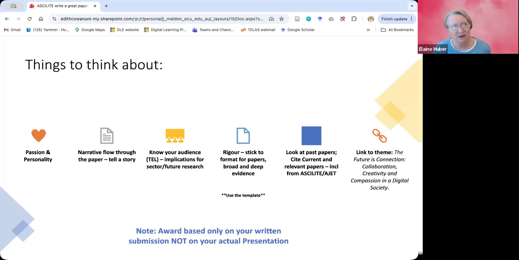You should be able to, from looking at proceedings, also get an indication of which papers won awards. If you're looking to win a Best Paper award at the conference, shoot for the stars, and hopefully you can see some great examples in our past proceedings. And obviously, I hope you link to the theme of the conference, which this year is about connections. So the official title is "The Future is Connection, Collaboration, Creativity, and Compassion in a Digital Society."